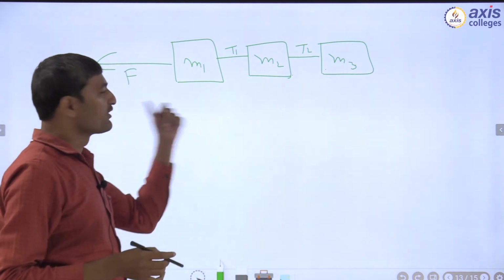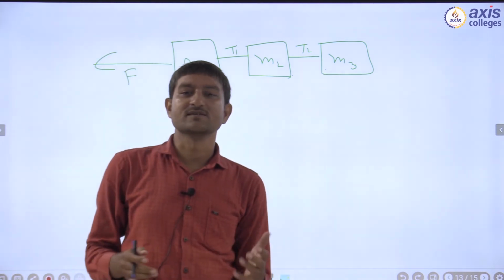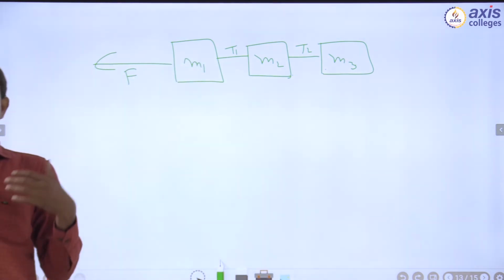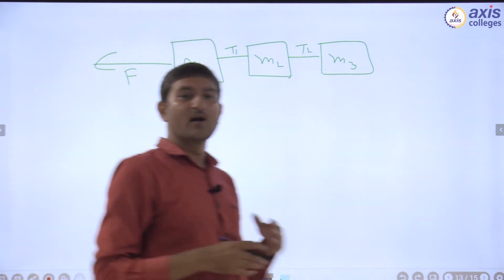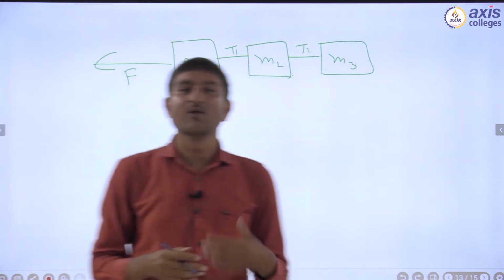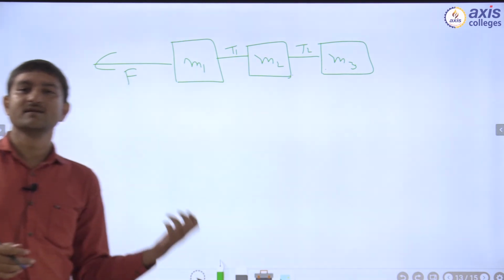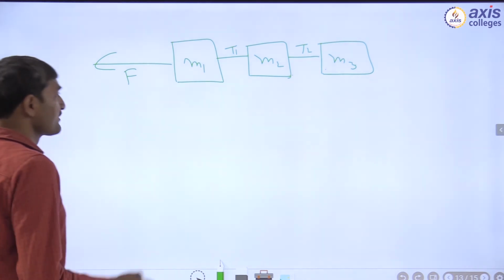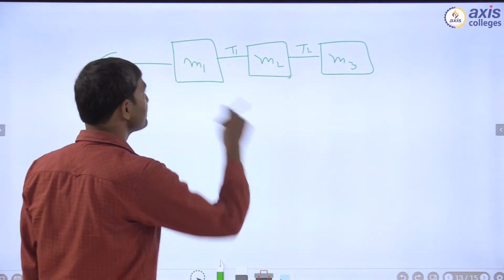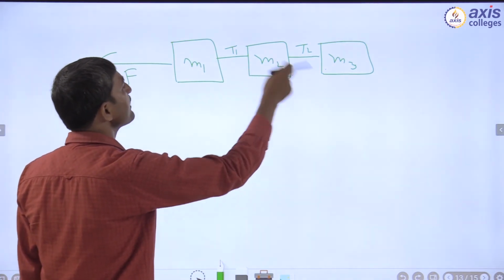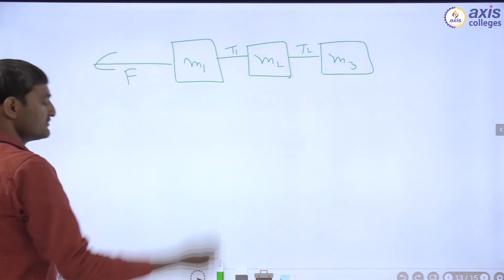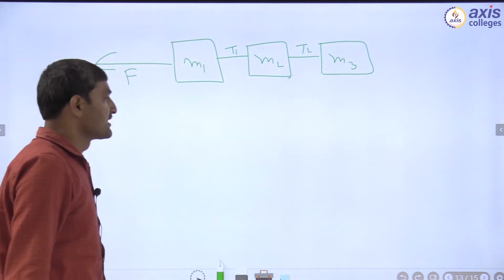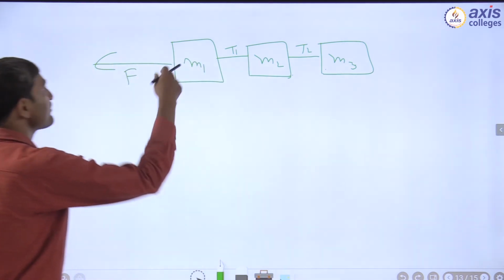Now I want to find the common acceleration. Suppose in the case of a train, all the compartments of the train are moving with the same acceleration. So I want to find that common acceleration. In this example, I will make a free body diagram of each mass M1, M2 and M3, and I will find the normal reaction or the tension and the common acceleration. So let us make the FBD for block 1.